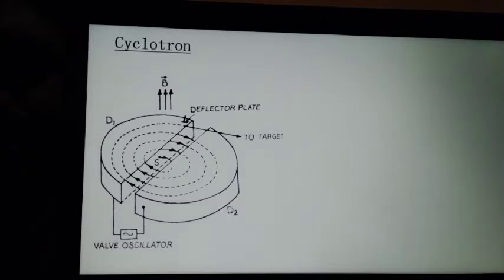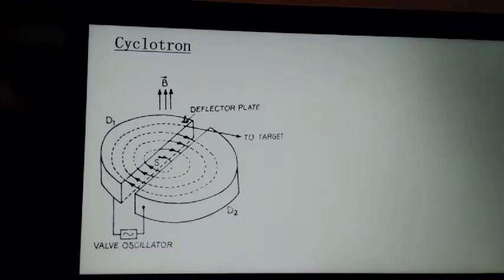When it enters D2, the magnetic field is provided perpendicular to the plane of the D. Then the velocity and B are perpendicular to each other. The velocity of the charged particle as it is accelerated towards D2 and the B are perpendicular to each other. Then what will happen? It describes a circular path. See, the first dotted circular path in D2, that smallest one.